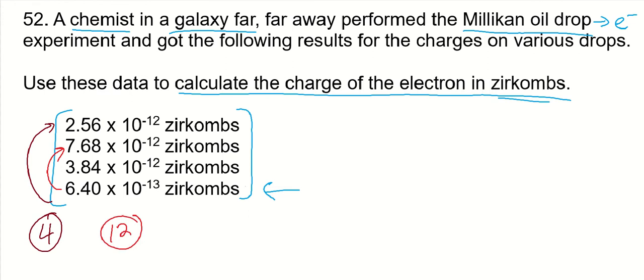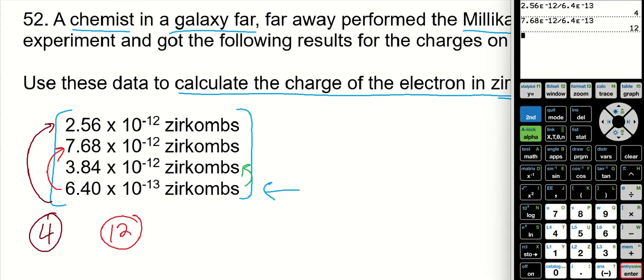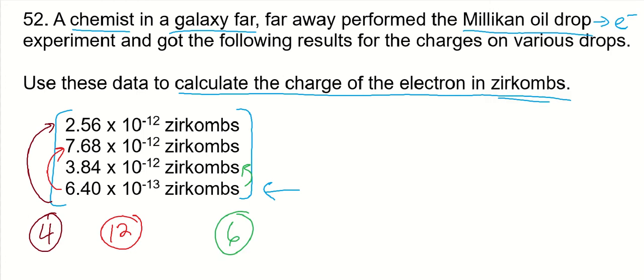Finally, let's see if it will go into that third number. I wonder if it'll go into that third number. It's going into all of them. 3.84 times 10 to the negative 12 divided by 6.4 times 10 to the negative 13. You can do this in your head. 6 goes into 38 6 times. 6 times.